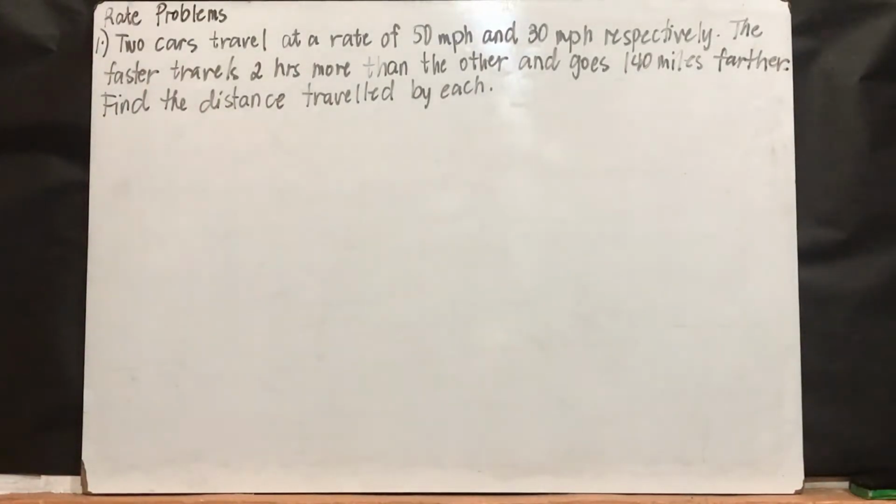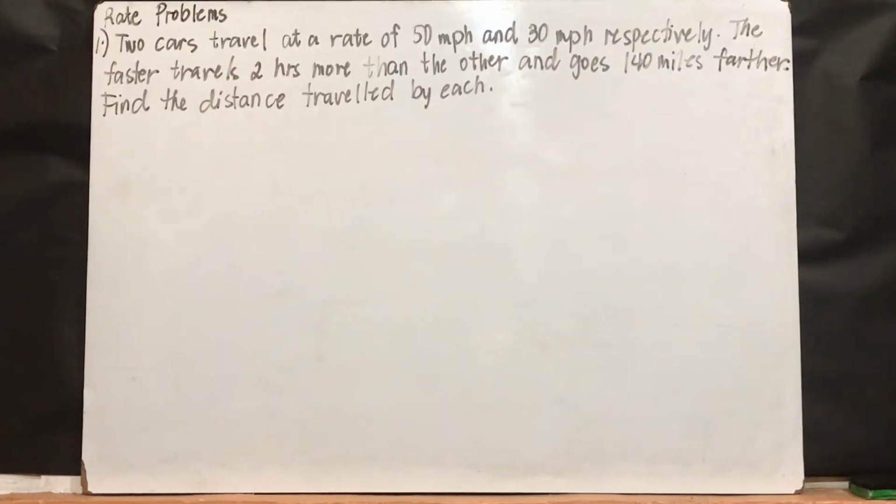So now we proceed to rate problems. Number 1: two cars travel at a rate of 50 miles per hour and 30 miles per hour respectively. The faster travels 2 hours more than the other and goes 140 miles further. Find the distance traveled by each.